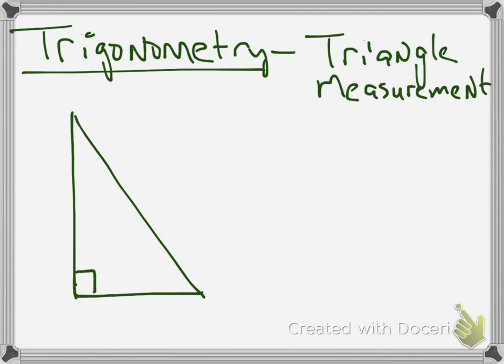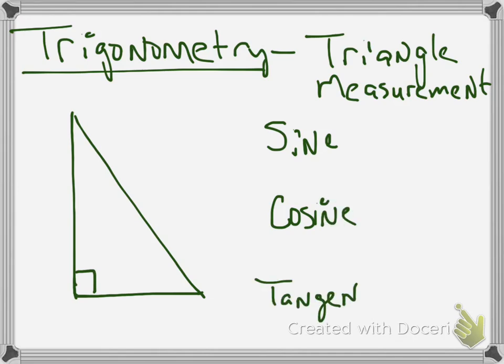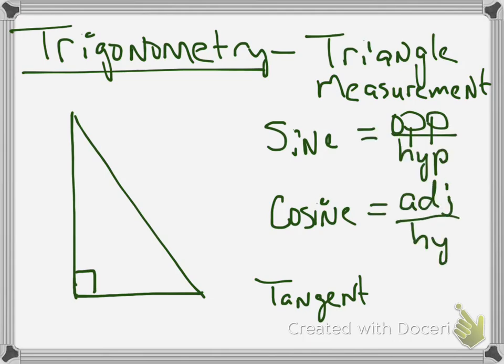In a right triangle, for a trigonometric measurement, there are three things that we look at: sine, cosine, and tangent. There are others like secant, cosecant, and cotangent, but these are our basic three. What is sine? Sine is the opposite over the hypotenuse. Cosine is the adjacent over the hypotenuse, and I'll explain what this means in a minute. Tangent is the opposite over the adjacent.